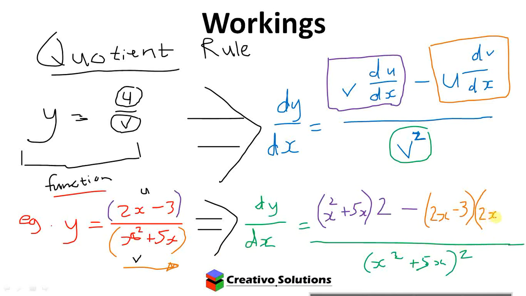2x plus 5. Good. There we go. Close brackets. Right, and that's it. You've applied the rule. Okay, then you can take it further. You can multiply everything out. You can simplify. But that's how you apply the rule.